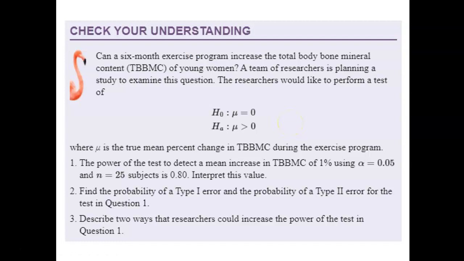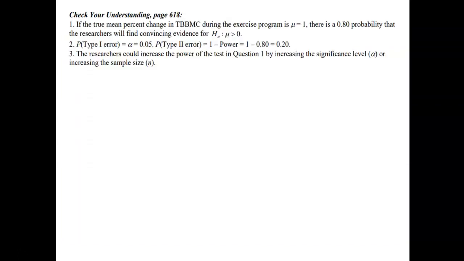Describe 2 ways that researchers could increase the power of the test in question 1. So remember, there's 3 ways that you can increase the power of the test. One of them was to increase your significance level. That would increase the power. It also would increase the probability of a type 1 error, but it decreases the probability of a type 2 error. So, it's a trade-off. You could change your sample size, and you could have a different parameter value that was further away from the null value. So this is what they came up with from the book answers.